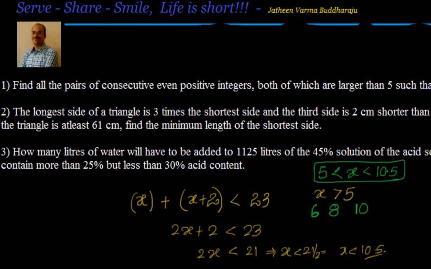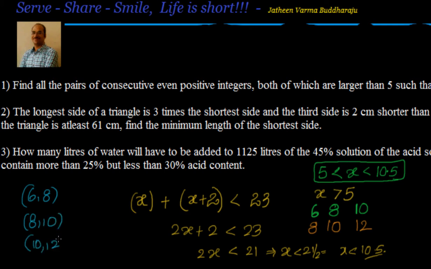So if x equals 6, what will be the other integer? 8. If it is 8, the other one will be 10. If it is 10, the other one will be 12. So what is the solution for this? The solution is nothing but the numbers 6 comma 8, 8 comma 10, 10 comma 12.